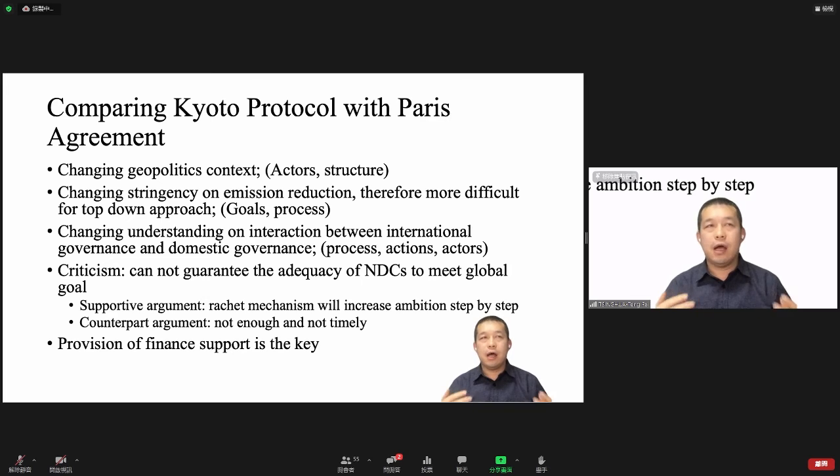And also there is an ongoing understanding of this important and complex interaction between international governance and domestic governance through process, action, actor, and objectives.